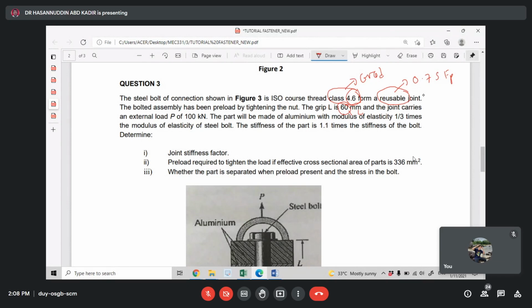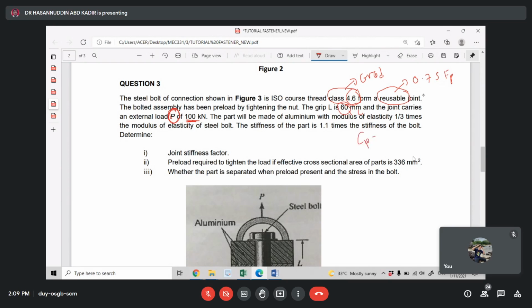Okay, the joint carries external load. Okay, this is your P. Okay, this one is your P. That basically you will apply the force on the bolt ke, force on the part ke, we will apply this one. So the part will be made of aluminium with modulus of elasticity. Okay, aluminium maksudnya kat sini adalah dia punya EP lah.